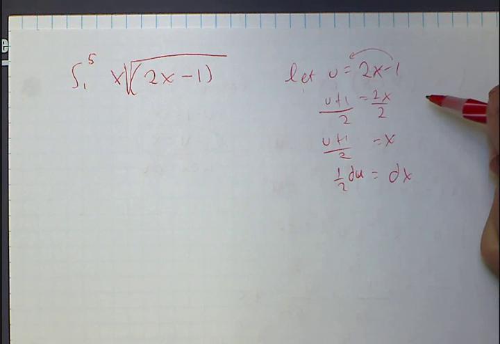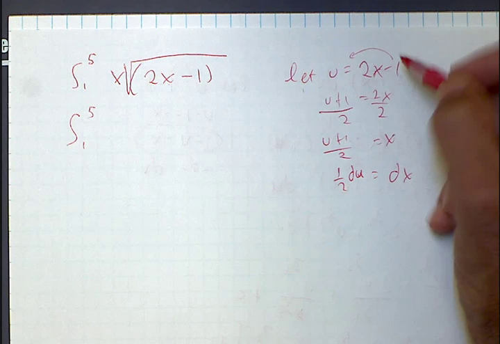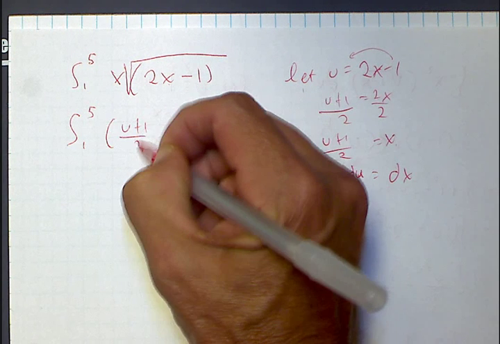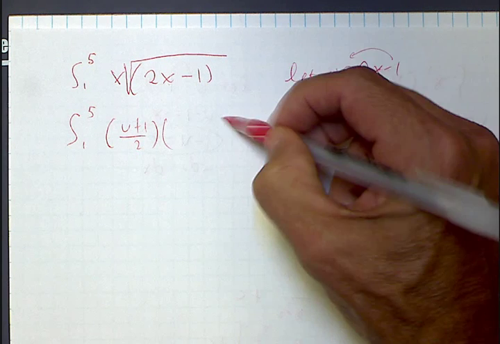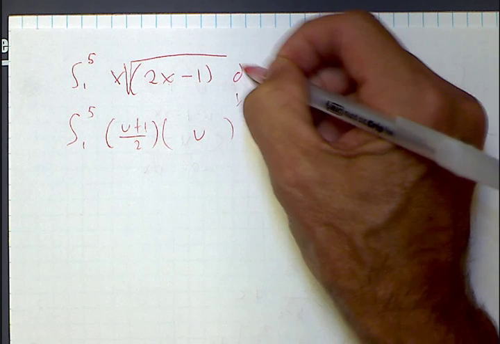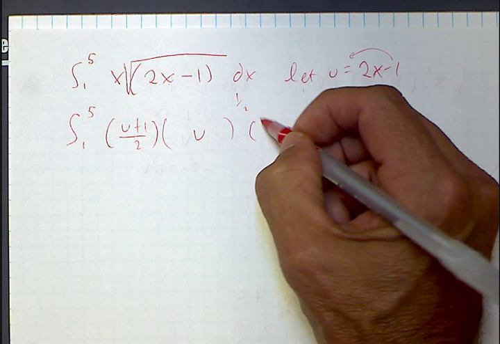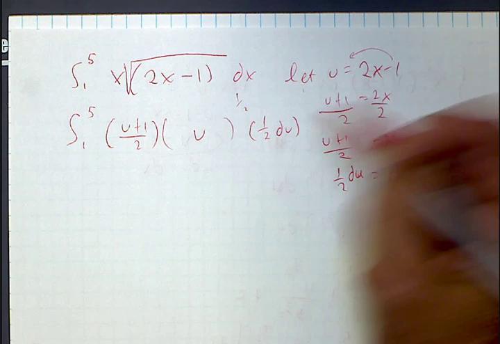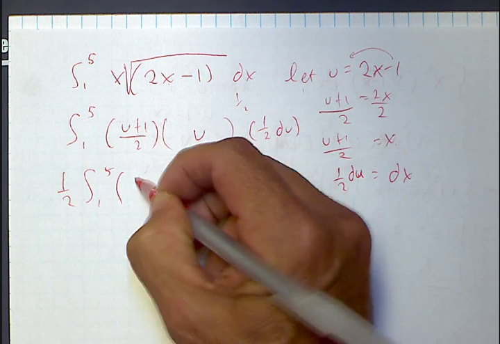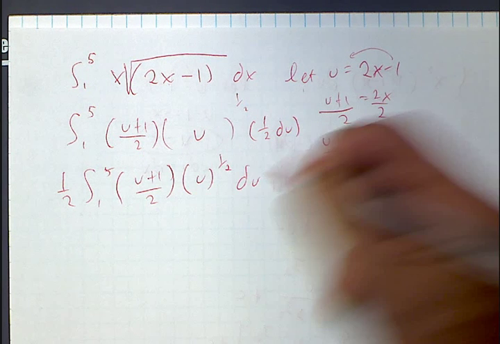All right, now I'll replace everything with what I have. So x is u plus 1 over 2. Let's get 1/2 power here, and 2x minus 1 is u. And then replace dx again here with 1/2 du. Well, that 1/2 is going to come in front. Okay? I'm almost ready to integrate.